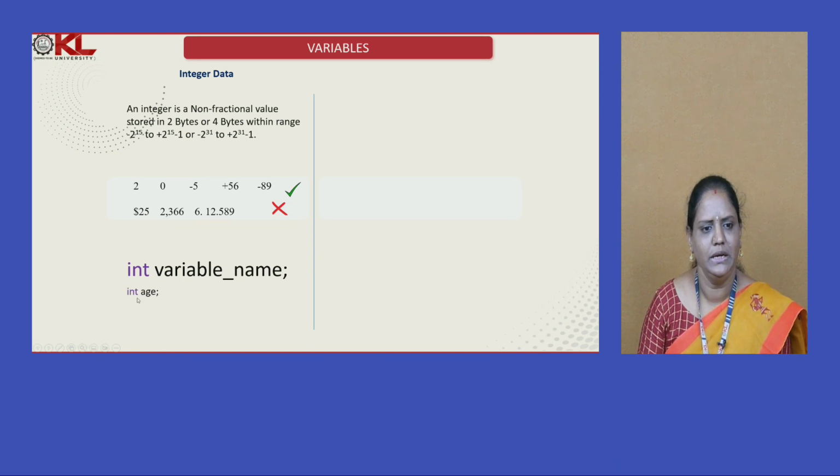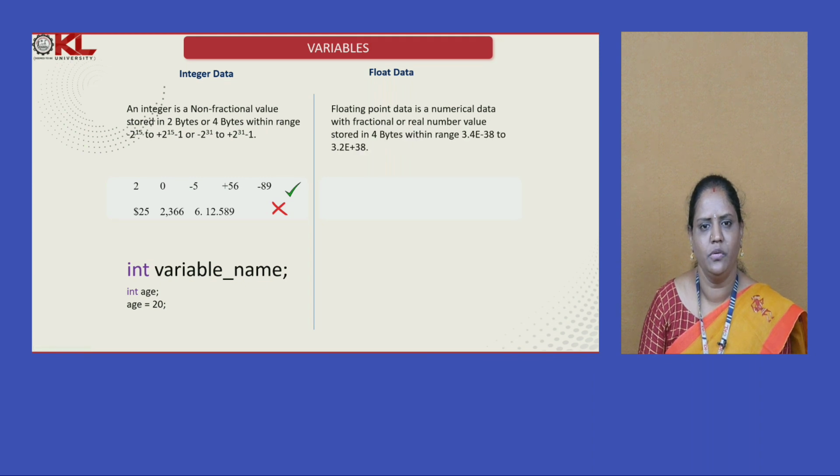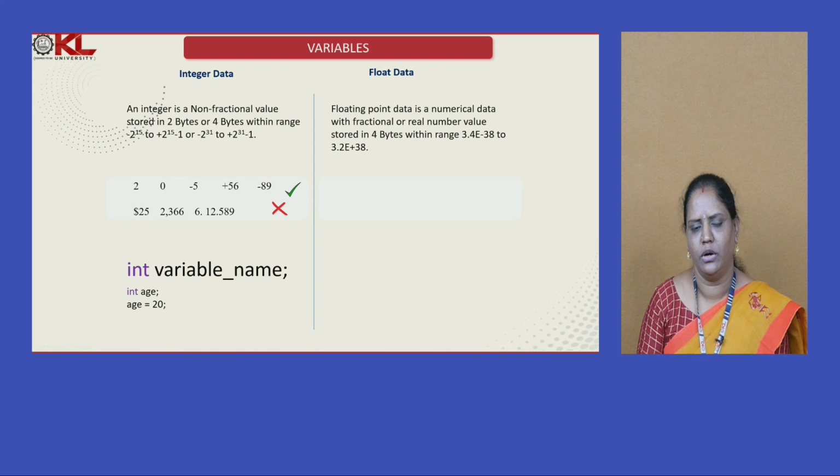Now for example, int data type and my variable name is age. After declaring the variable I can store a value in that. We can store only integer type of values in that variable because I declared the age variable as an integer data type. Now float data type: floating point data is numerical data with a fractional or real number value stored in 4 bytes with the given range. So please identify the difference between integer and float. Integer data type is used to store natural numbers or whole numbers. For example, I want to store your registration number, or I want to store your phone number.